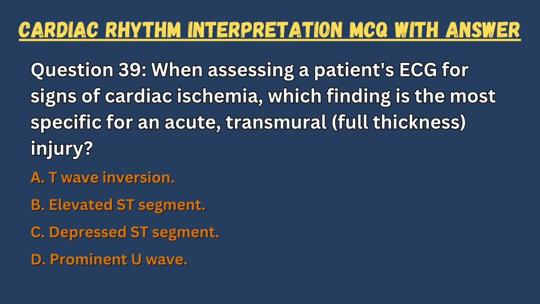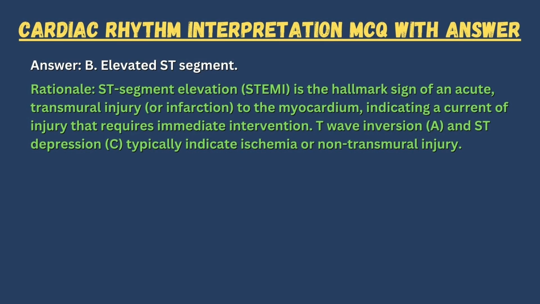Question 39. When assessing a patient's ECG for signs of cardiac ischemia, which finding is the most specific for an acute transmural, full-thickness injury? A. T-wave inversion. B. Elevated ST segment. C. Depressed ST segment. D. Prominent U-wave. Answer: B. Elevated ST segment.